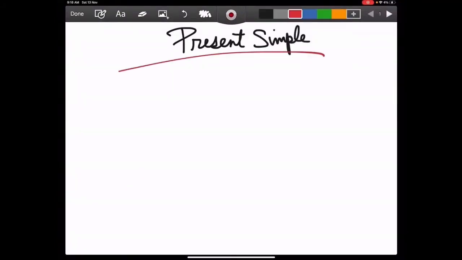Hello, this tutorial is about present simple. Let's see what's important and what to do in present simple. First, we've got a short concept.